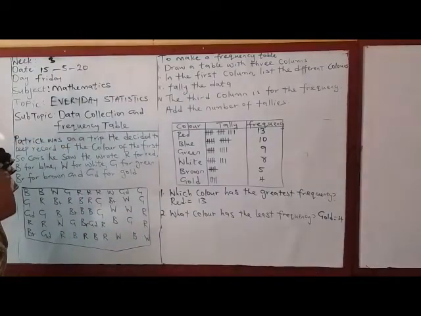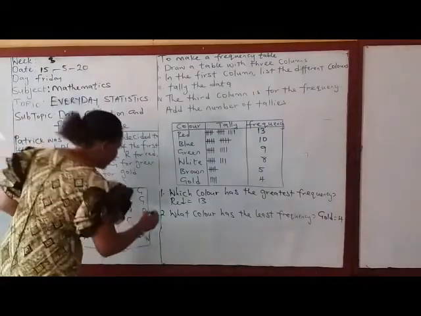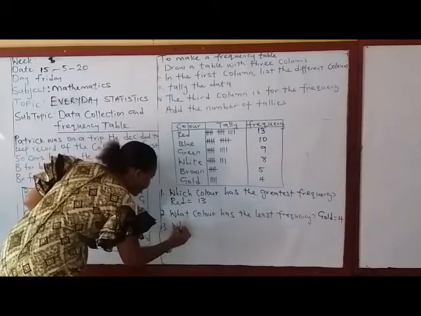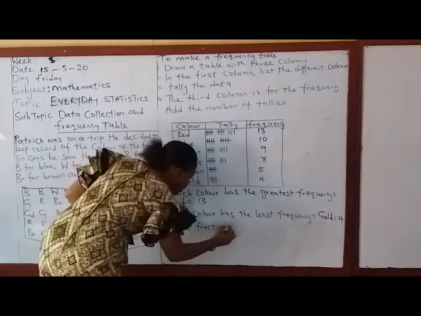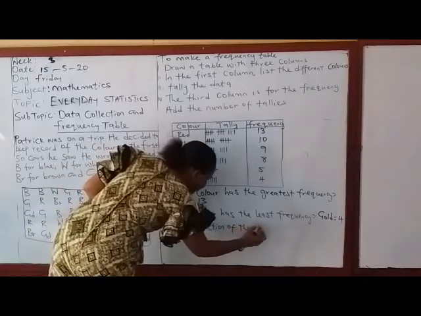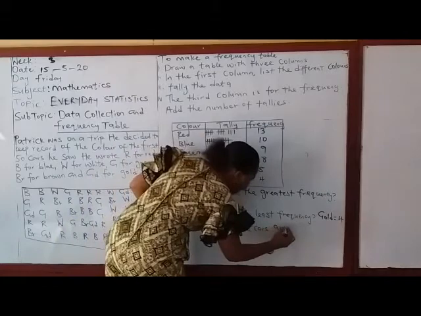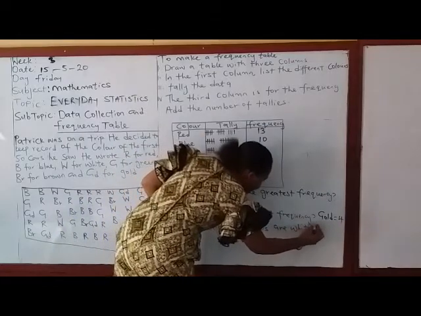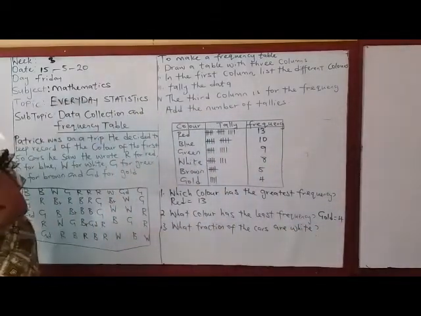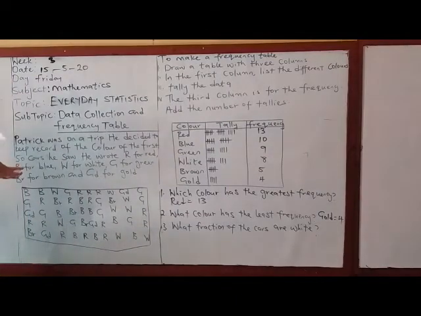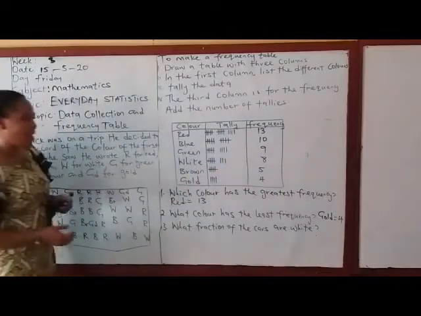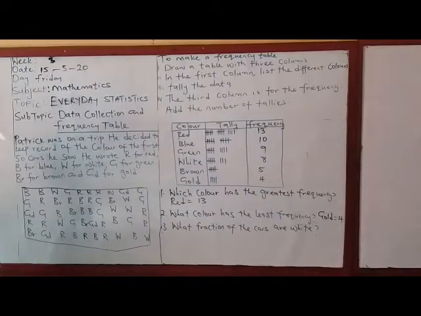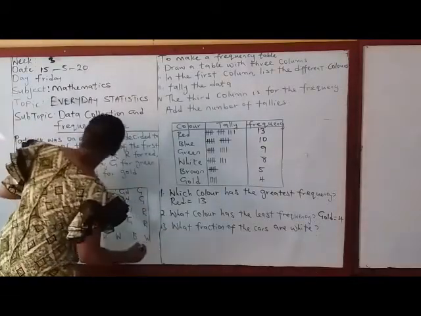What fraction of the cars are white? That's the next question. From the frequency table, you can see that there are 8. The number of white cars is what? 8 in number. So the fraction of cars that are white is what? How many vehicles? 50 vehicles.